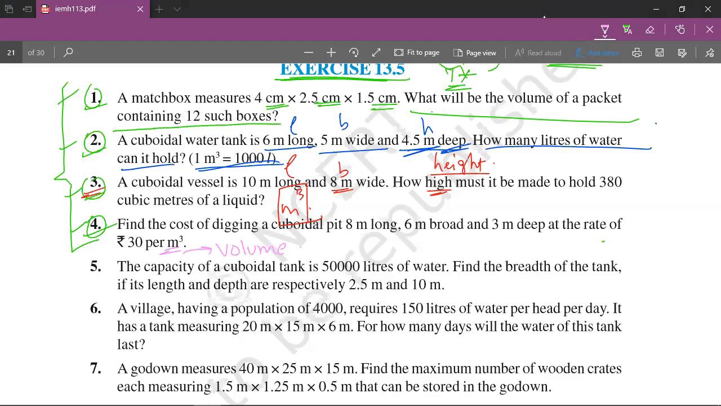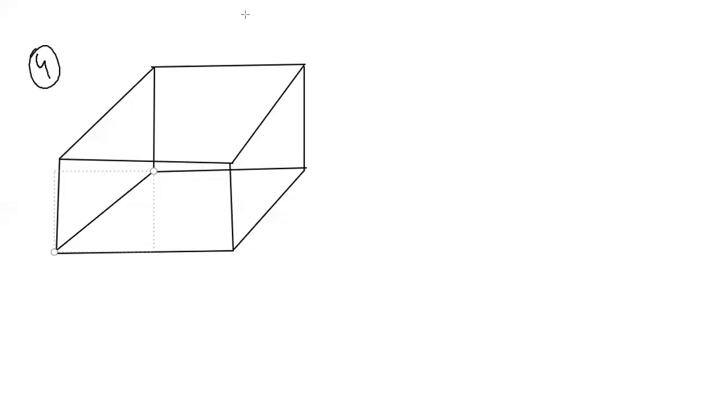So find the cost of digging a cuboidal pit. 8 meters the length, 6 meters the breadth and 3 meters the height. So we'll find the volume. First, however simple the question may be, always draw the figure. So this is our fourth question. First we'll draw our cuboid. So this is our cuboid, and we'll try to enter the dimensions. This is the L, this is the B, and this is the H.